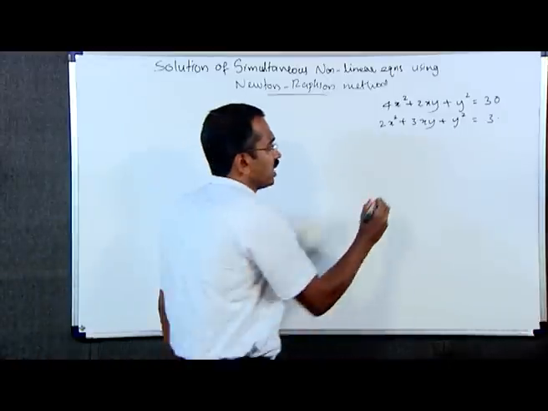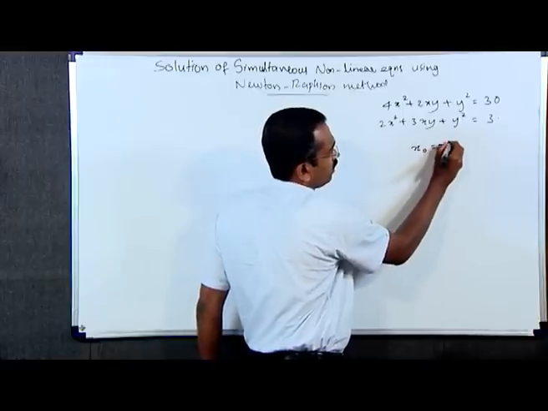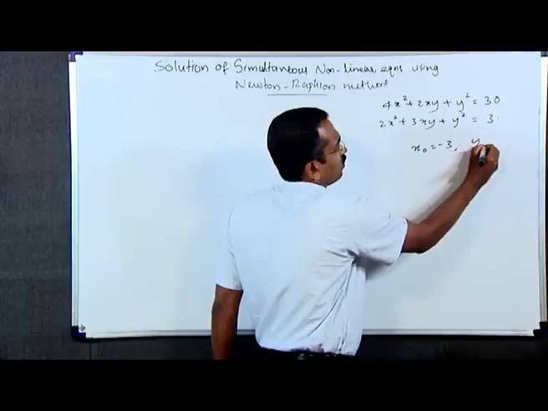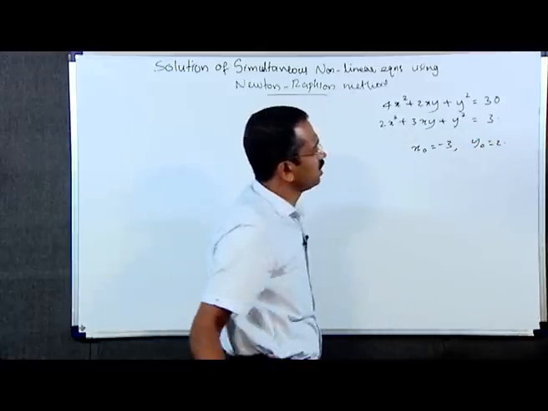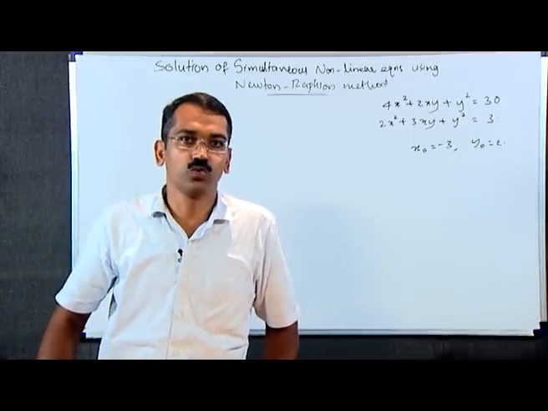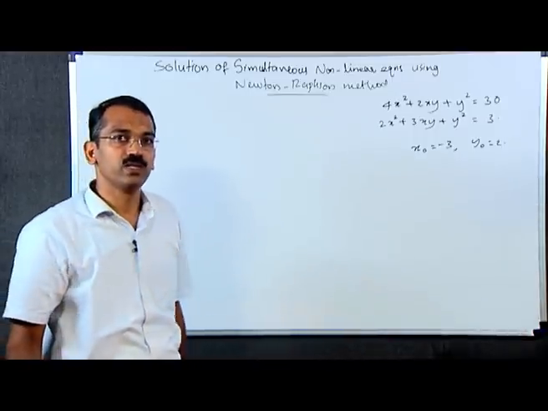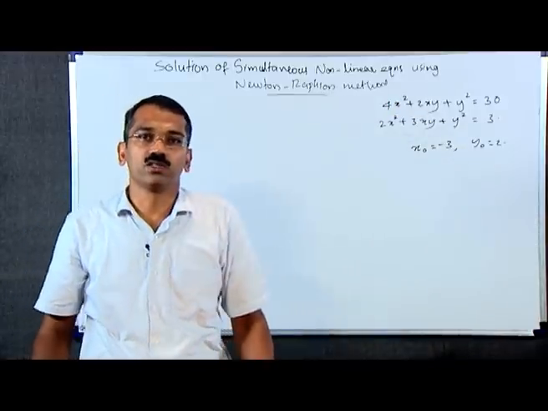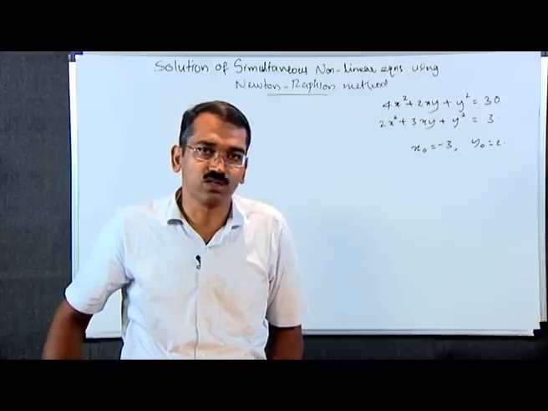Given that x0 is equal to minus 3 and y0 is equal to 2. These are the initial approximations. x0 is minus 3 and y0 is 2. Then we want to find the solution of these simultaneous equations correct to 3 places of decimals.